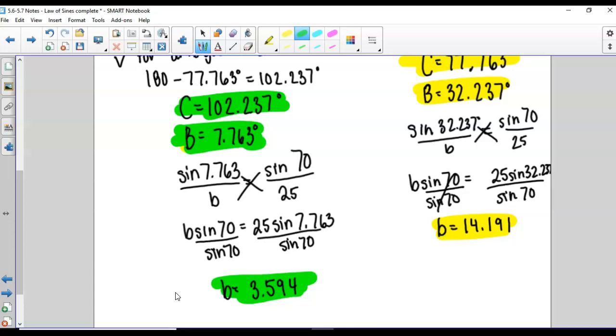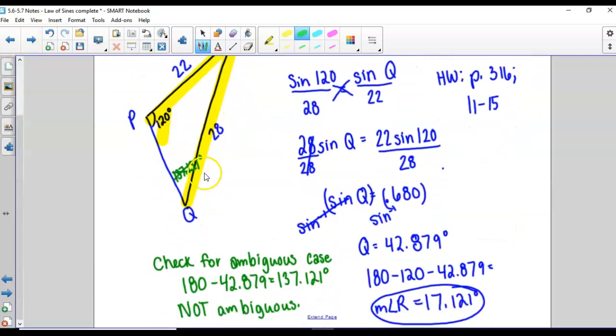Alright, questions? This is what happens when you have the ambiguous case. You've got two sets of answers. So this would be an ambiguous case. On any other problem, like on that last one that we did, when we got our angle R, or our angle Q, and we tried to check for the ambiguous case, the angle that we found would not work. So since it did not work, we just used the answer that we got from the calculator.